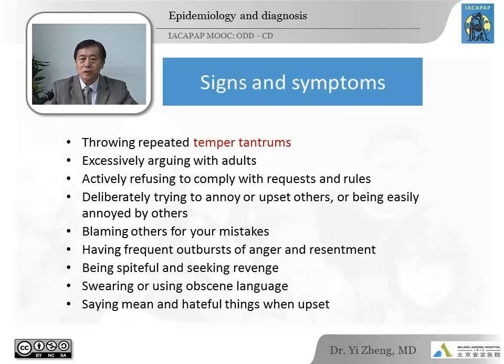The signs and symptoms of ODD include repeated temper tantrums, excessive arguing with adults, actively refusing to comply with requests and rules, deliberately trying to annoy or upset others, or being easily annoyed by others, blaming others for their own mistakes, having frequent outbursts of anger and resentment, being spiteful and seeking revenge, swearing or using obscene language, saying mean and hateful things when upset.